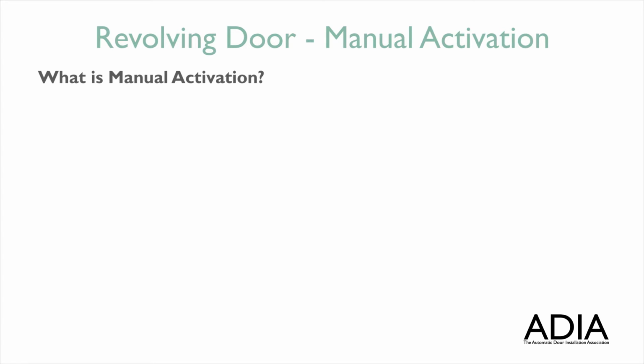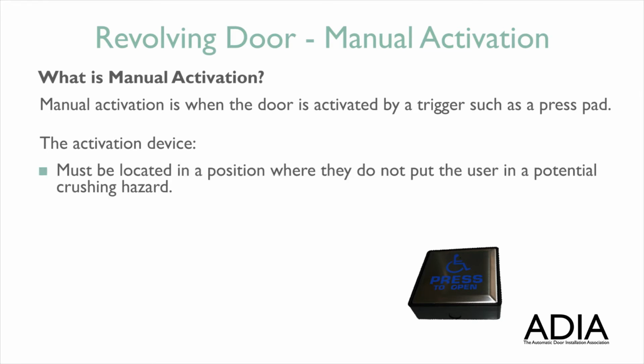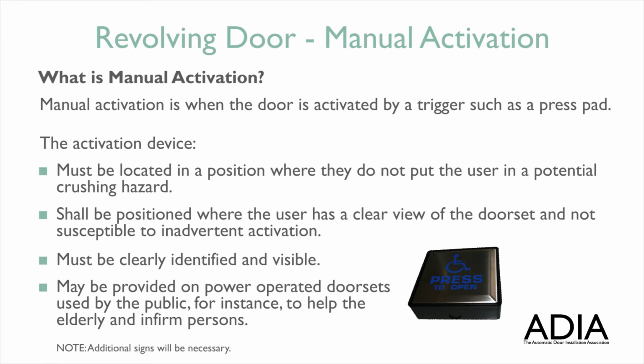What is manual activation? Manual activation is when a door is activated by a trigger such as a press pad. The activation device must be located in a position where it does not put the user in a potential crushing hazard. It shall be positioned where the user has a clear view of the door set and is not susceptible to inadvertent activation. Must be clearly identified and visible. May be provided on power operated door sets used by the public, for instance to help the elderly and infirm persons.